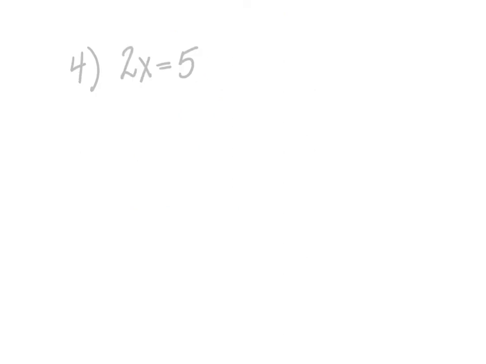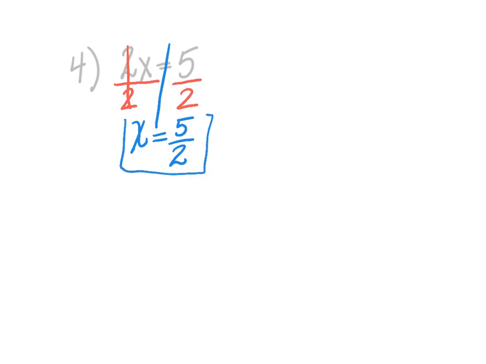Number 4, we have 2x is equal to 5. Once again, 2 is our coefficient, and it's being multiplied by x. So to undo that multiplication, I would divide both sides by 2. So 2 divided by 2 leaves me with 1x, and then 5 divided by 2 can't be simplified. So I'm going to leave it as an improper fraction. An improper fraction is when your numerator is bigger than your denominator. I can't reduce it in any way, and I don't need to write it as a mixed number or a decimal. I'm just going to leave it as 5 over 2.